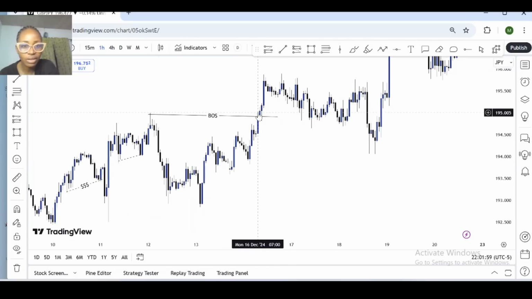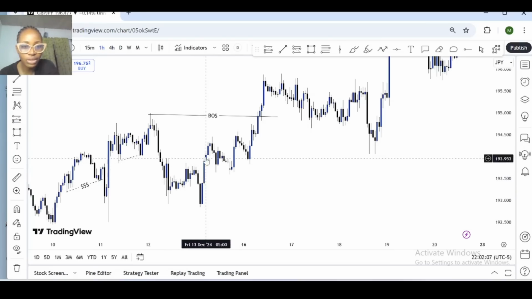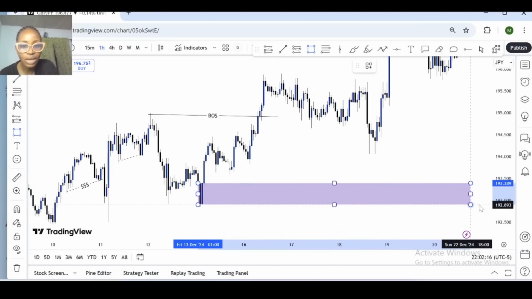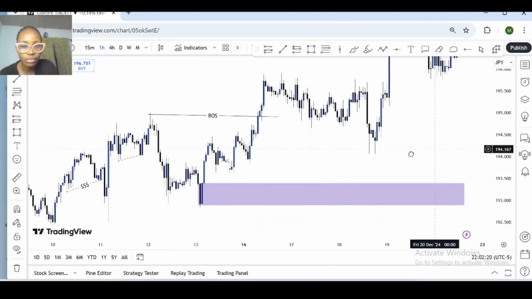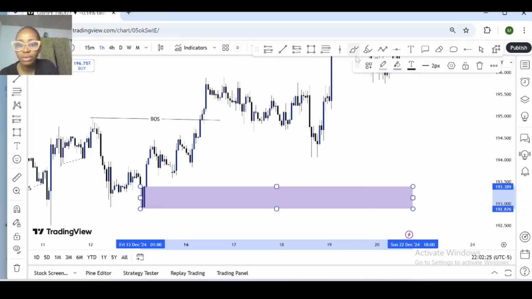Now, after identifying this, I will want to look out for the origin that caused the break of structure, and obviously it is this one here. And price also left an imbalance here, a fair value gap, close to this origin that caused the break of structure. So what I will do is map this point out as my point of interest, this other block here.